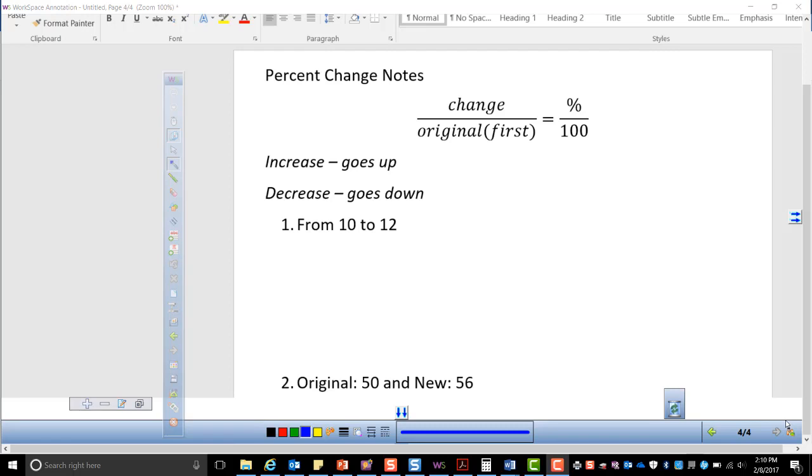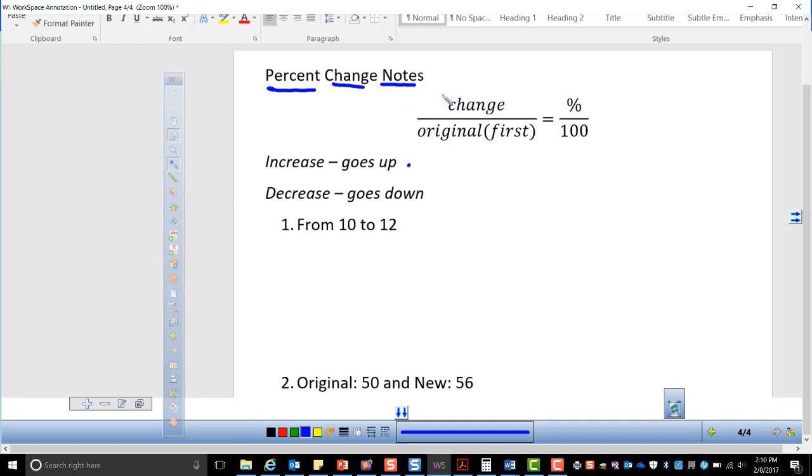Okay, in this lesson, you're going to look at percent change. So you should get the notes from the teacher, percent change notes. Percent change is something we use a lot, and today's just the first day of it. So we're just going to do some practice.